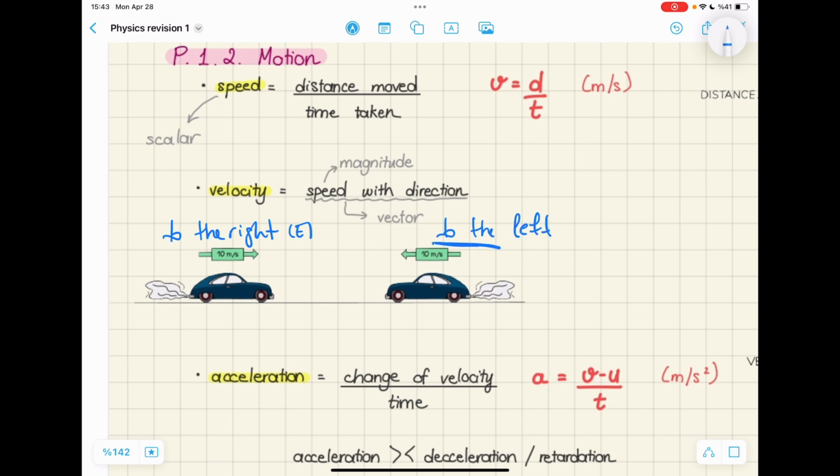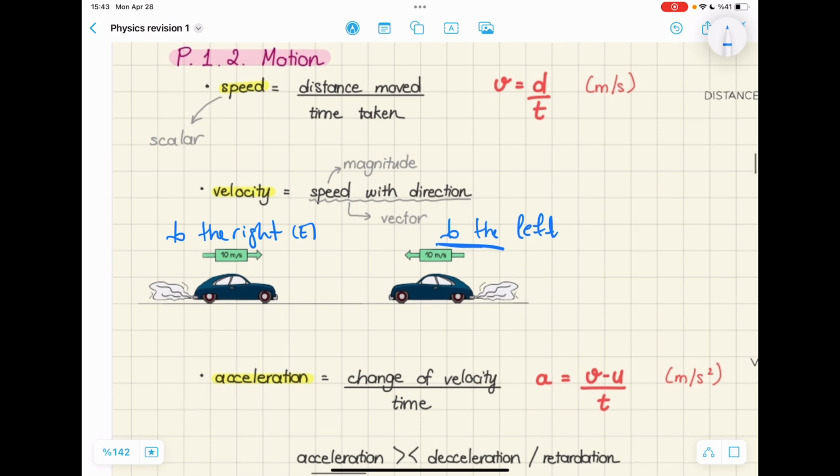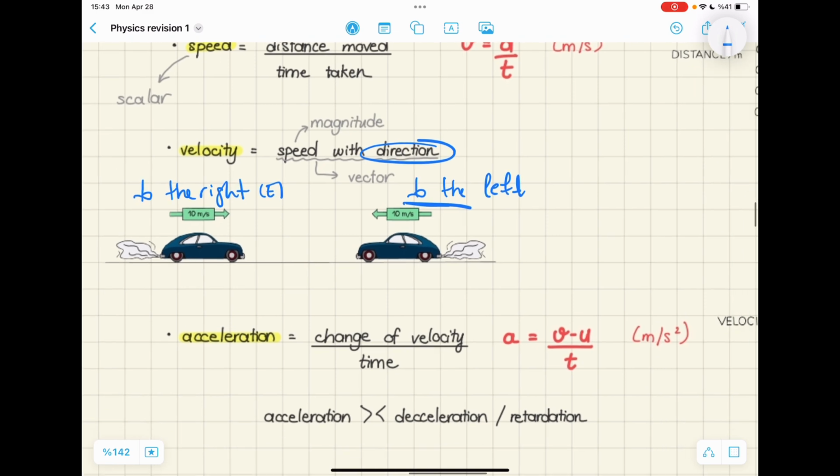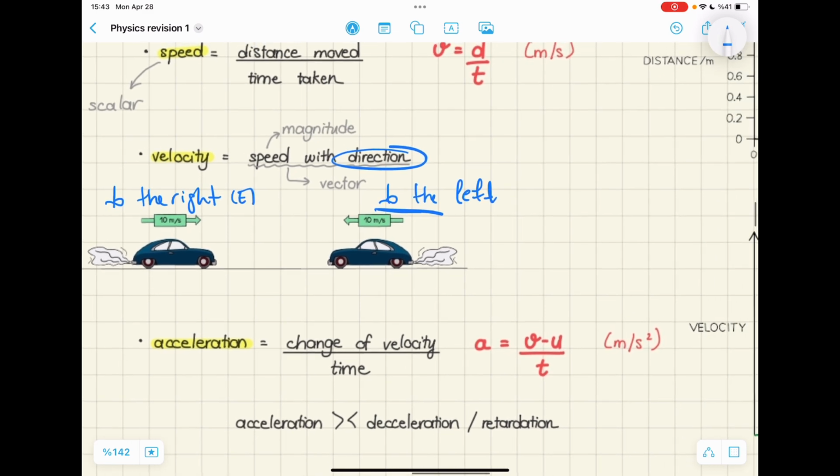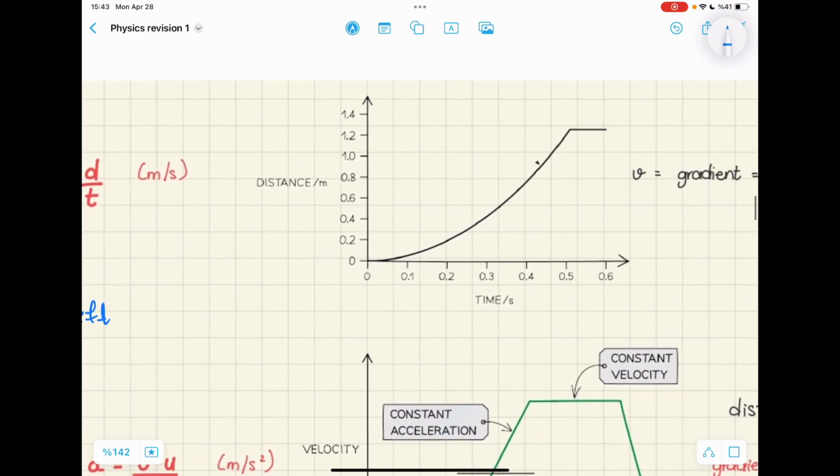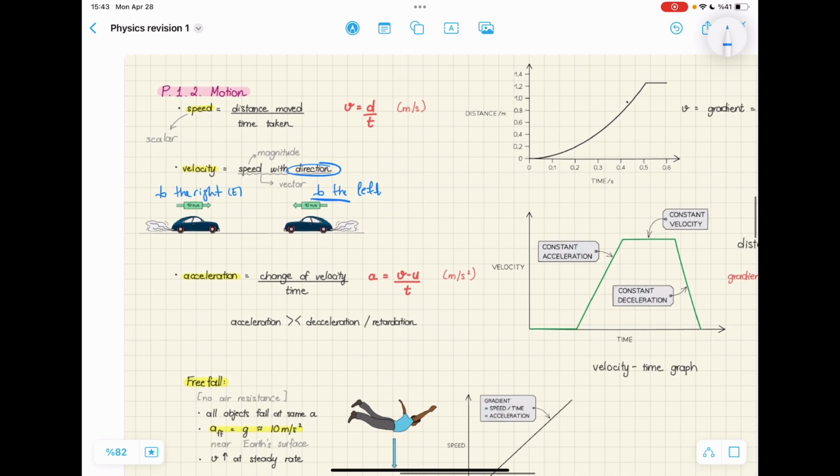To be to the somewhere left is not sufficient. It has to be to the left. So yes, it's a velocity because it's a vector, because it has a direction, where for speed we only have a magnitude. Acceleration, let's see here.